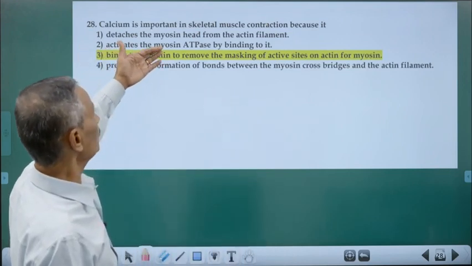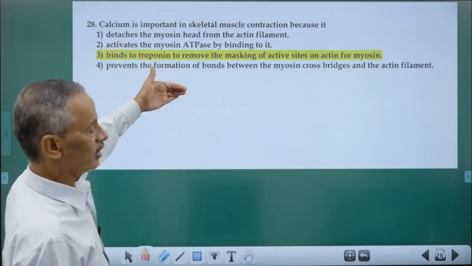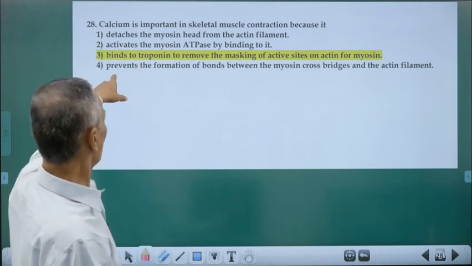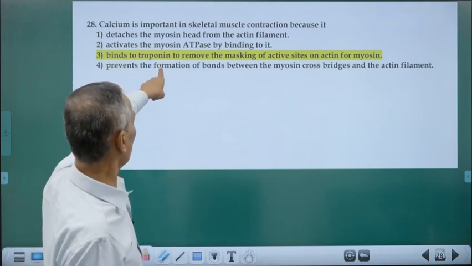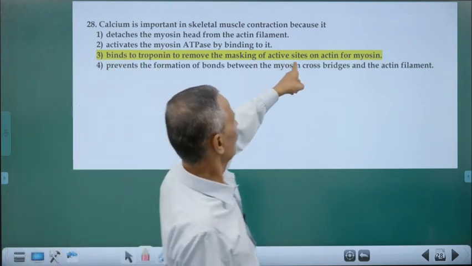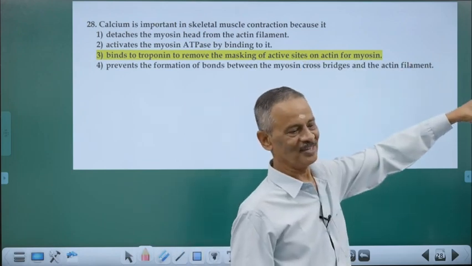Calcium is important in skeletal muscle contraction. Why is it important? Because I told you calcium binds to troponin to remove the masking of the site on the actin for myosin. That's the main function.